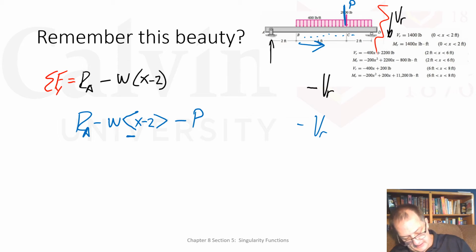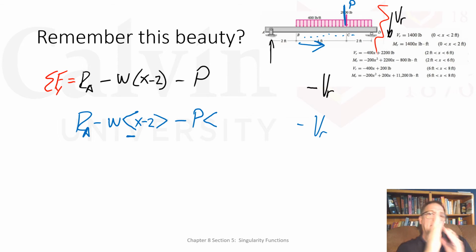I should put that in this equation. Sorry. Minus P. But now I need this in my new blue equation. I need to say that it's conditional. So I need to put in a singularity function. And where does it turn on? Well, it has to turn on at 6 feet, and then it's always going to be there, but not before 6 feet.